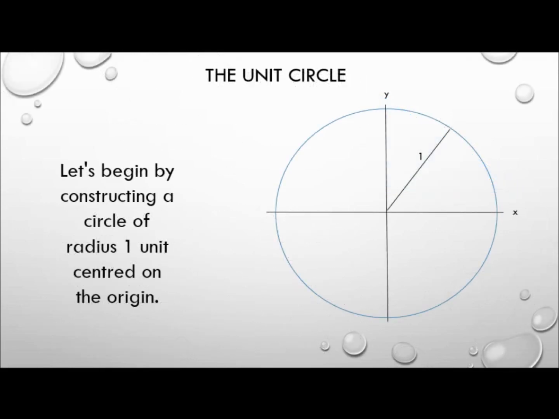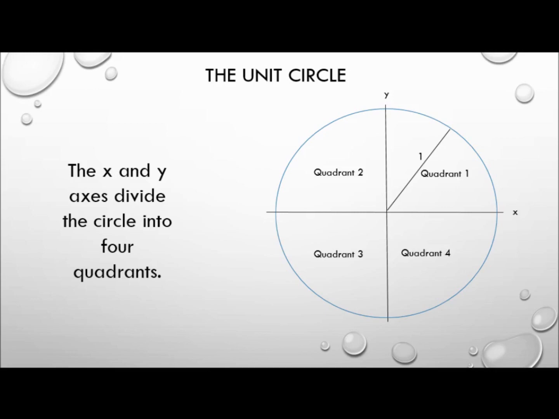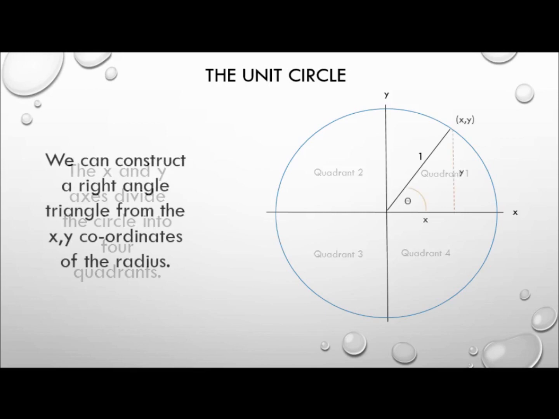Let's begin by constructing a circle of radius 1 unit centered on the origin. The x and y axes divide the circle into 4 quadrants. We can construct a right-angled triangle from the xy coordinates of the radius simply by dropping a perpendicular down from where the radius touches the circumference to the x-axis. And this creates a right-angled triangle where the hypotenuse is 1 unit.